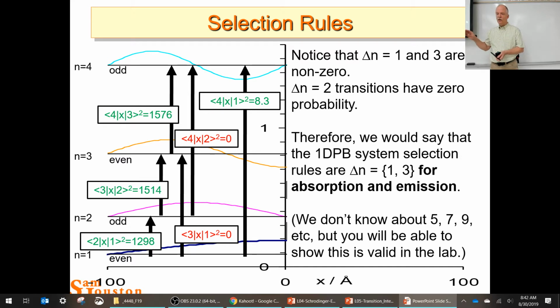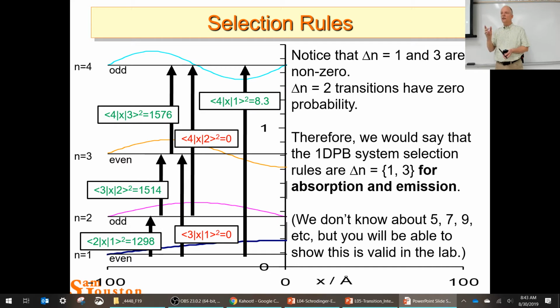If you'll notice, the 1 to 2 is 1298. Then the 2 to 3 is 1514. And then the 3 to 4 is actually higher than that. It's 1576. And so the overlap of these wave functions actually gets better when you have more kinetic energy. You see those lobes interact with each other better. It doesn't continue to increase dramatically. It kind of tapers off, but it does increase. For the particle in a box, it increases.